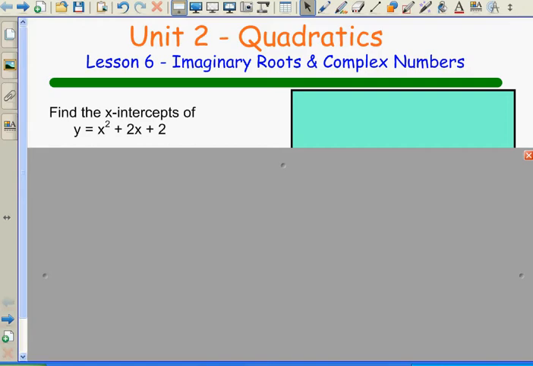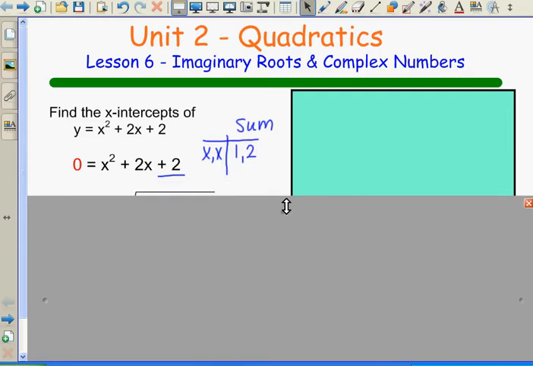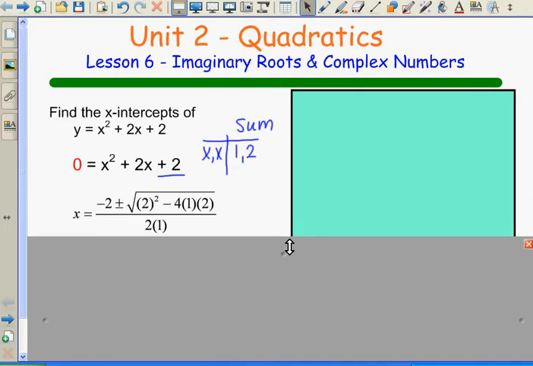If we tried to find the x-intercepts, we're going to plug in 0, right? If we tried to do this quickly by factoring, we would have x and x as our combinations, and 1 and 2 as our combinations for our constant. It would be a sum table, and we would need the sum to be 3. So this won't work. We can't factor, so our only option is the quadratic formula. I went ahead and plugged into that, okay?